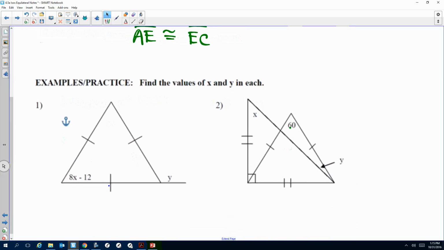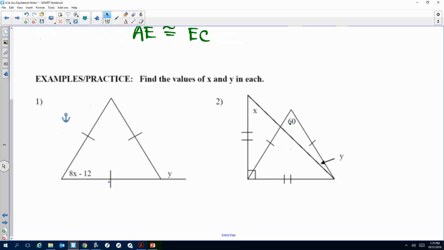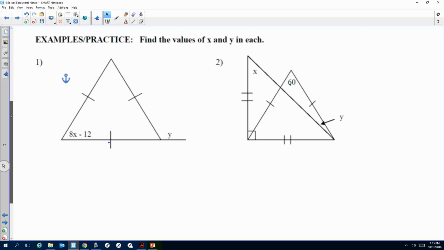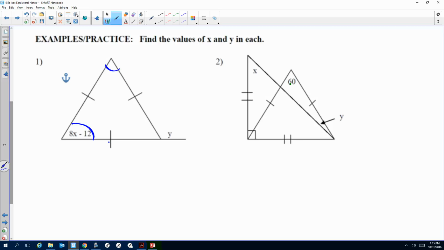All right, examples in practice. We're going to find the value of x based on the given information. All right, on this first one, number one, what do you see? What do we know automatically? We have equal angles because we have the tick marks, okay? So we can go ahead and add the angles. What are the angle measurements now that we know that? They're all 60.